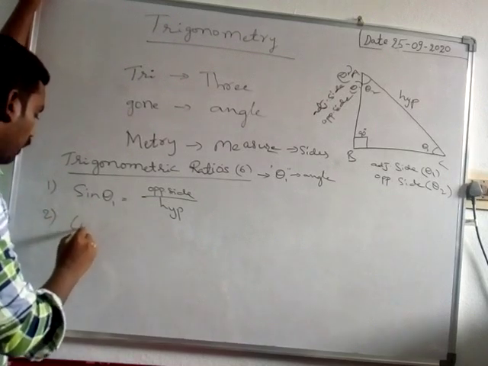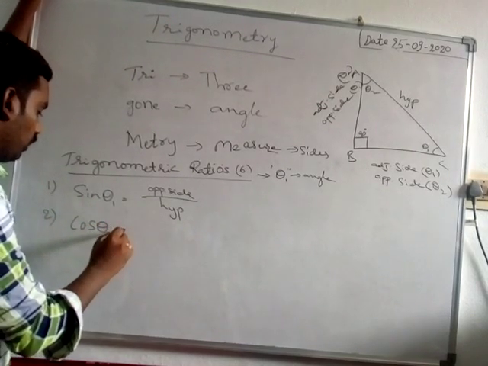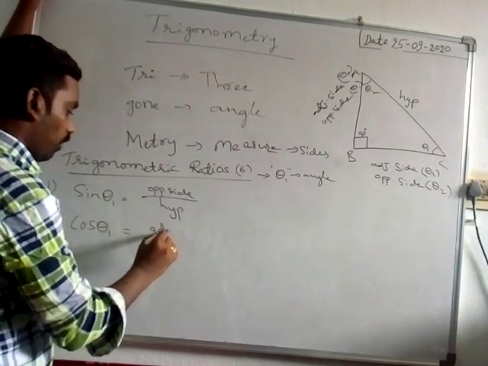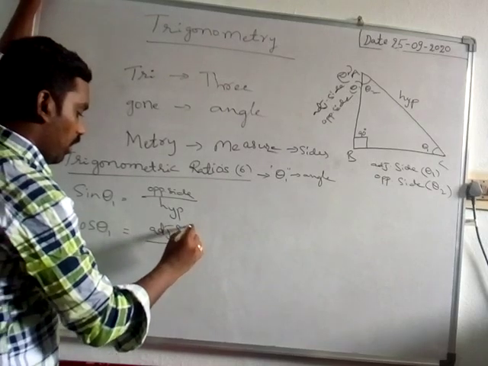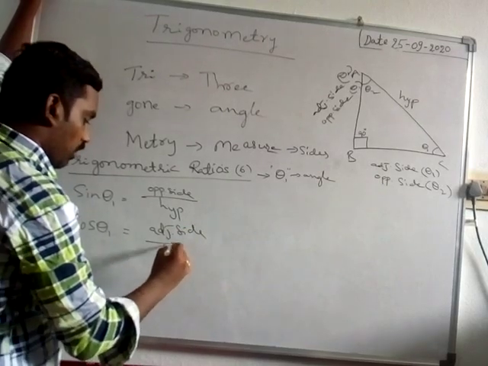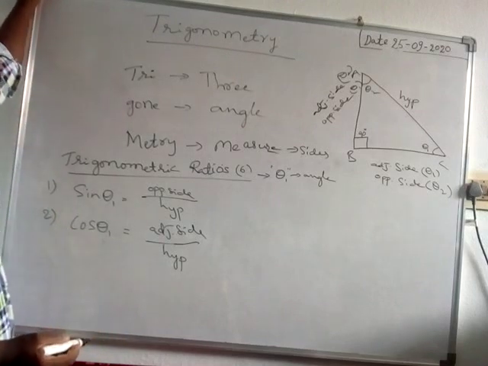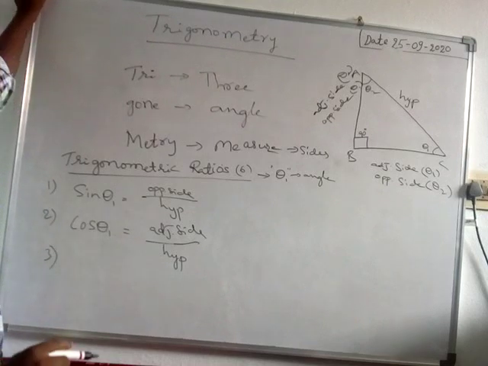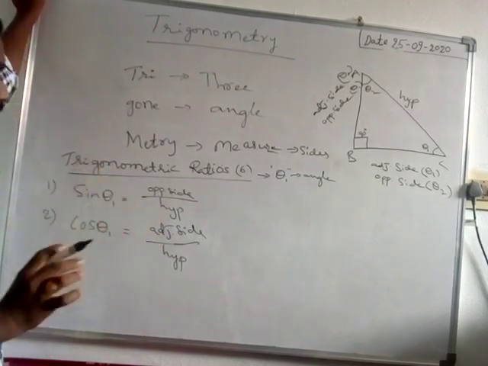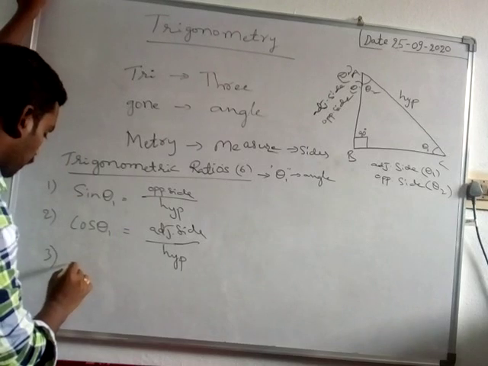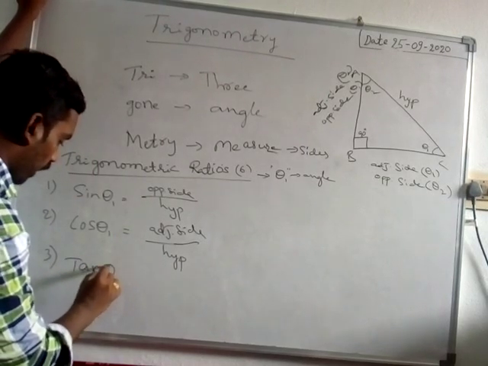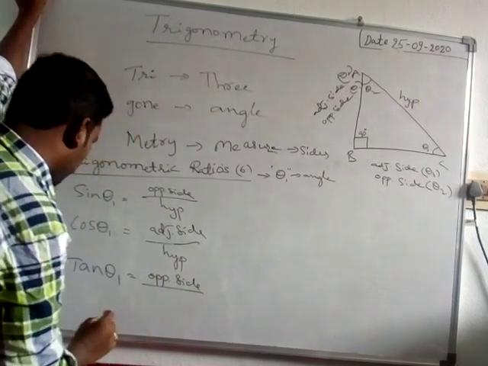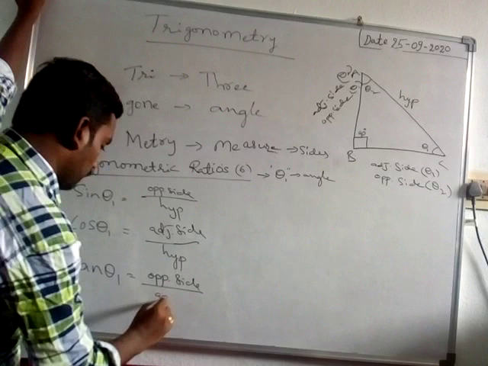Next ratio, cos theta 1. Cos theta 1 means the basic formula, adjacent side by hypotenuse. In trigonometry, we find the relation between angles and sides. Here, tan theta 1. Tan theta 1 means opposite side by adjacent side.